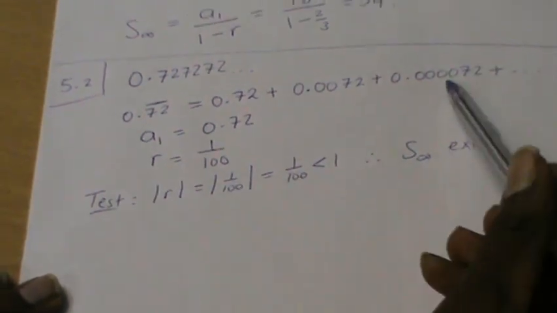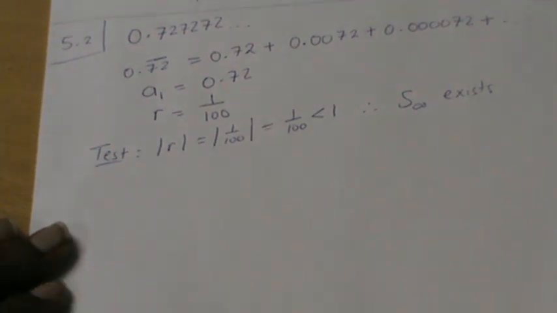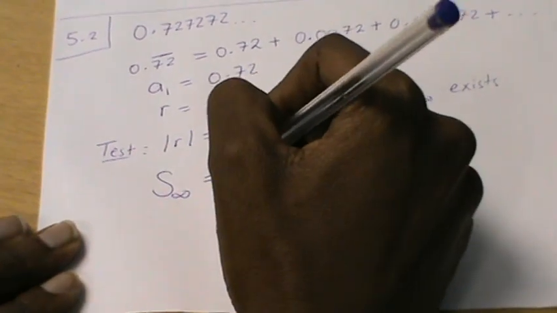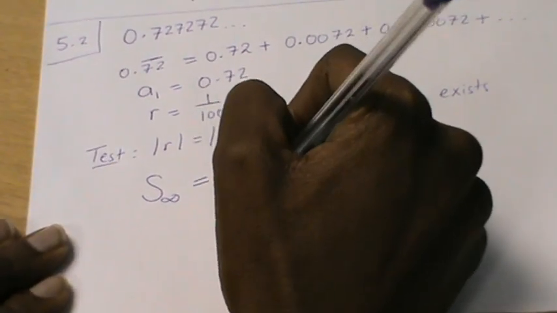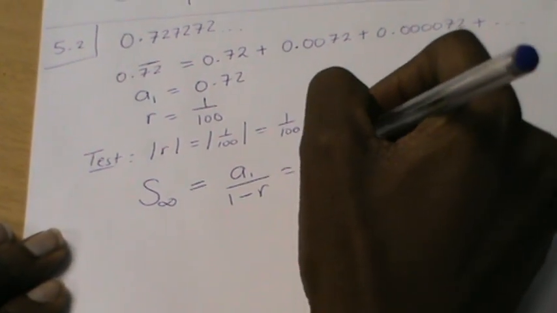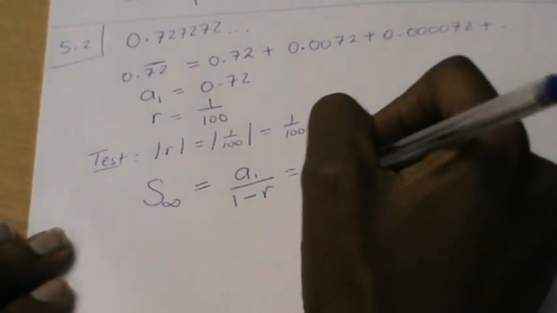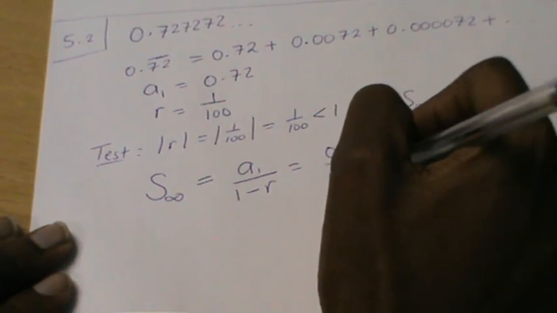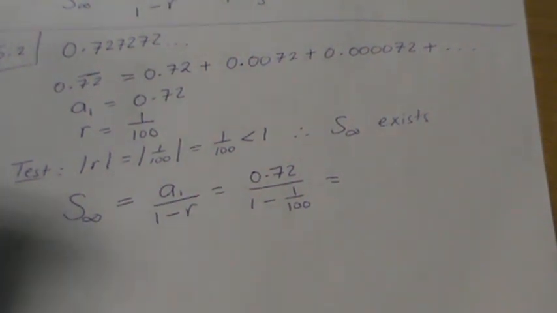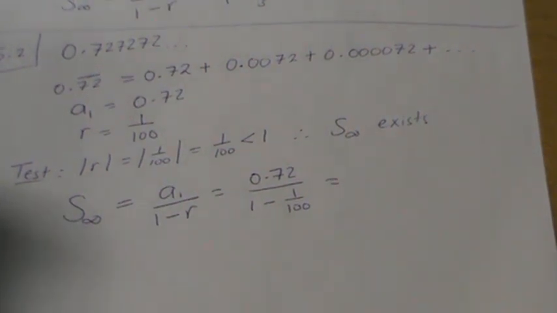Okay, so this sum goes to infinity, and I've written it in short over there. If this sum to infinity exists, I just need to work it out. So the sum to infinity, this is the formula like we did in the previous one: a sub 1, this is 0.72, over 1 minus r, which is 1/100. So again, I just do this on my calculator and get a value, and my value must be a fraction because the question said write it as a fraction.